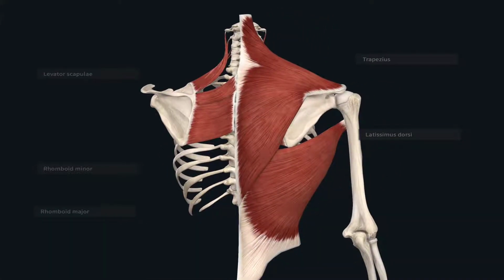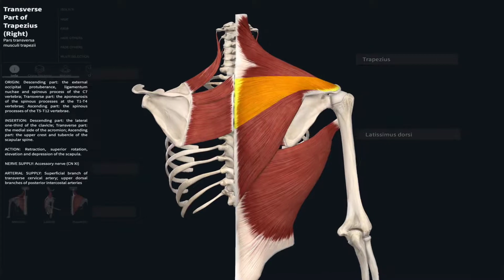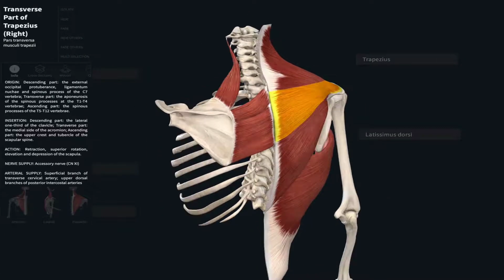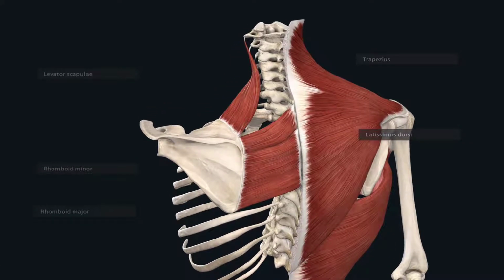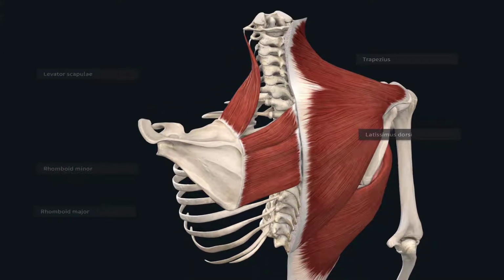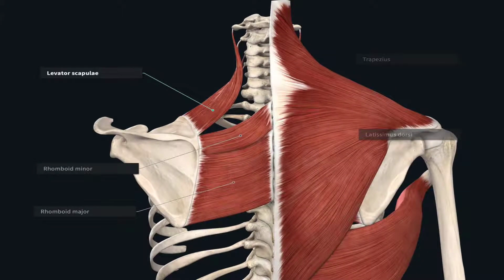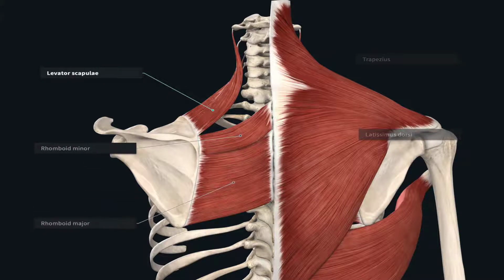Now, deep to the trapezius, if we were to hide this muscle, which we have done on the left side of this specimen, we can see the three underlying deep muscles, beginning superiorly with the levator scapulae, the intermediate muscle, the rhomboid minor, and the most inferiorly, the rhomboid major. Now, the rhomboid major is going to be positioned most inferior, and it's going to be a rhombus in shape, as is the rhomboid minor.